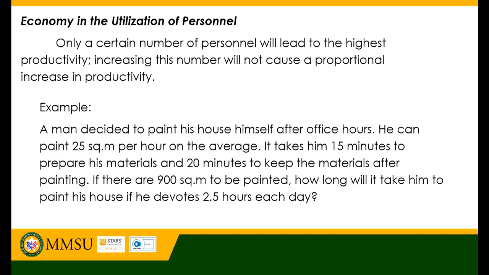Let's have an example. I have a few minutes left. For example, a man decided to paint his house himself after office hours. He can paint 25 square meters per hour on the average. It takes him 15 minutes to prepare his materials and 20 minutes to keep the materials after painting. If there are 900 square meters to be painted, how long will it take him to paint his house if he devotes 2.5 hours each day?